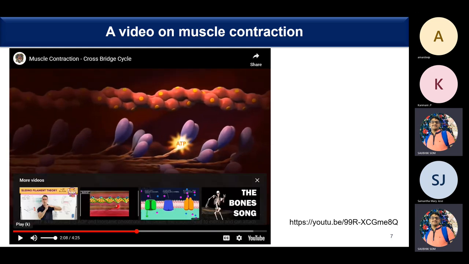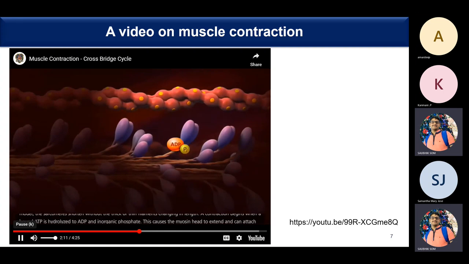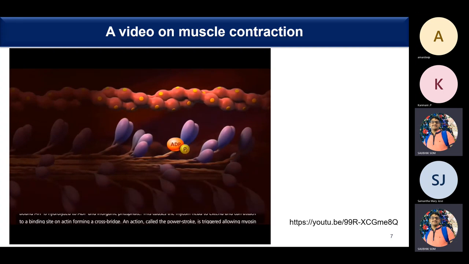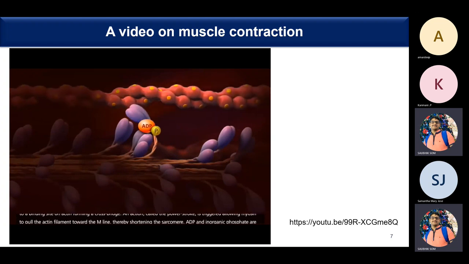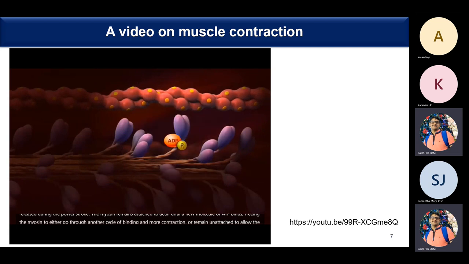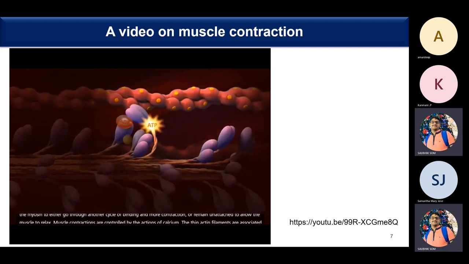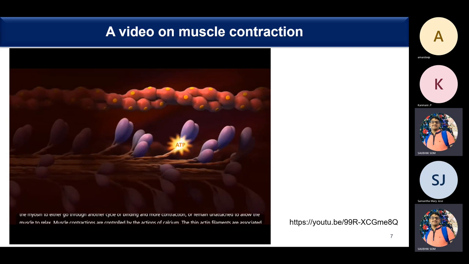A contraction begins when a bound ATP is hydrolyzed to ADP and inorganic phosphate. This causes the myosin head to extend and attach to a binding site on actin, forming a cross bridge. An action called the power stroke is triggered, allowing myosin to pull the actin filament toward the M line, thereby shortening the sarcomere. ADP and inorganic phosphate are released during the power stroke. The myosin remains attached to actin until a new molecule of ATP binds, freeing the myosin to either go through another cycle of binding and more contraction, or remain unattached to allow the muscle to relax.